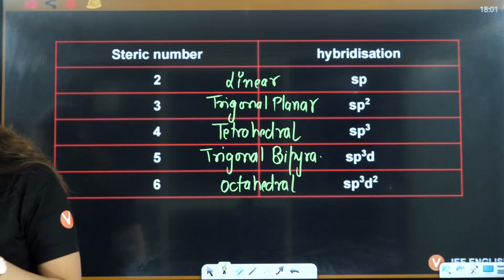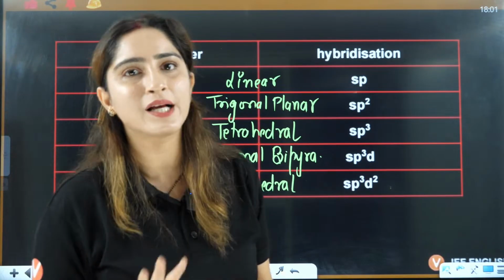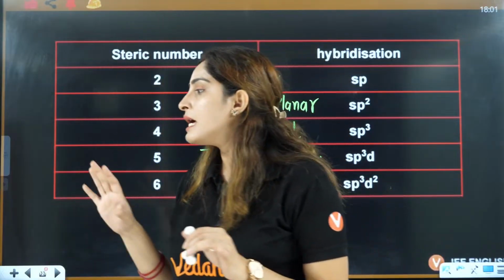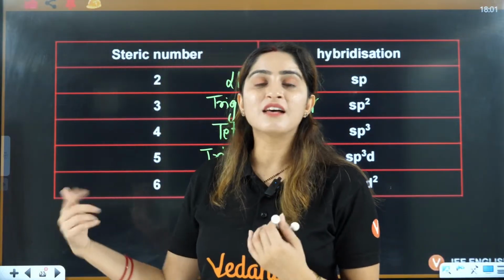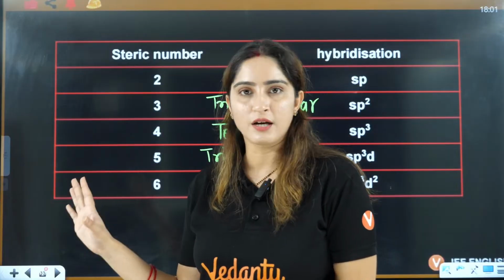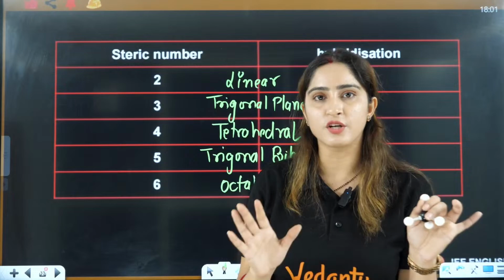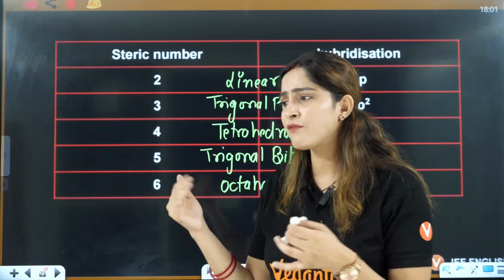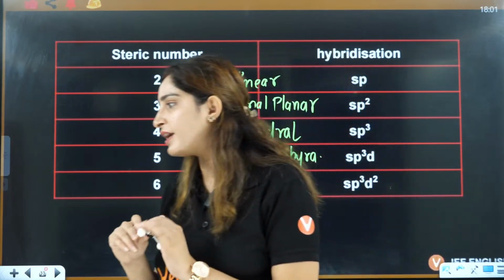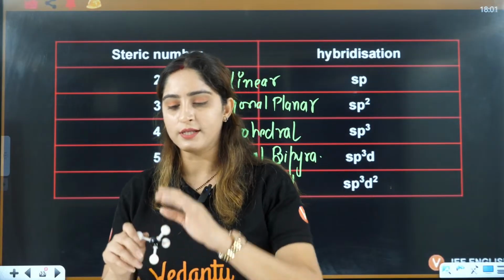Ma'am, what about dsp2 and d2sp3 forms? Yes, Darshan, they are formed, but in chemical bonding we don't discuss that. Why? Because transition elements form these kinds of structures. So we'll discuss that in coordination chemistry. I have already done coordination chemistry, by the way, and there we will discuss this.